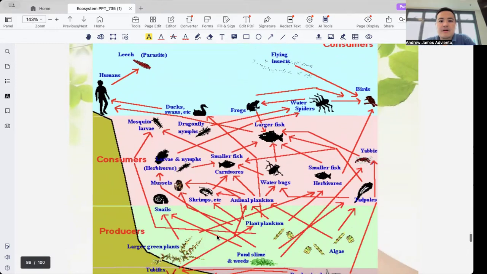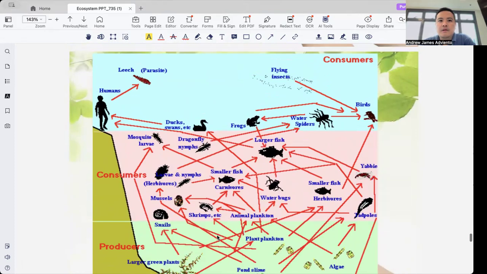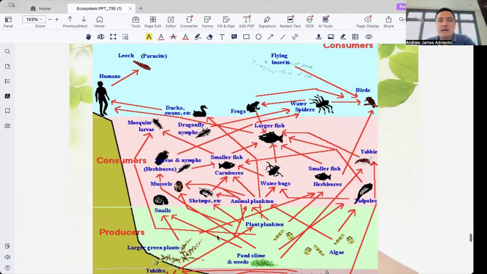Okay, this is a very good illustration of a food web and lake ecosystem.